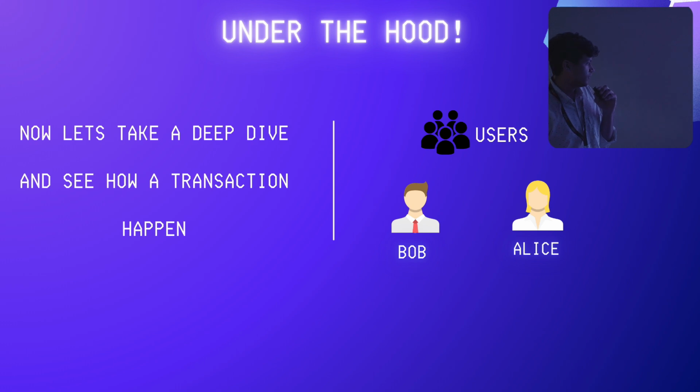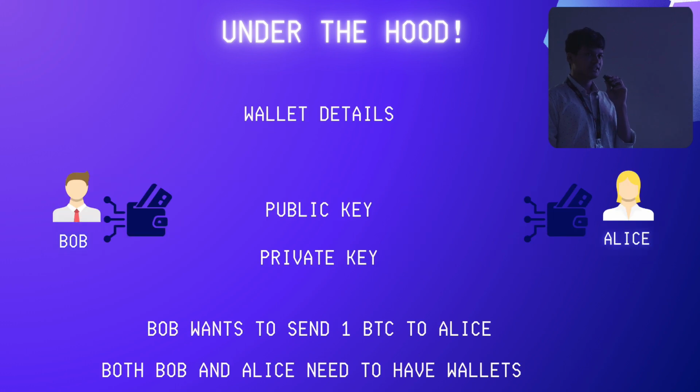So for doing the transaction, both Bob and Alice would need to have wallets. All the users need to have a wallet. What is a wallet? A wallet contains details like a public key and a private key. Public keys are kind of like PayID or BSB numbers, which are publicly available. You send them to your friends to ask them for money. Private keys are kind of like your bank account passwords, which are your private passwords to access and verify that the account belongs to you. Those are the private keys.